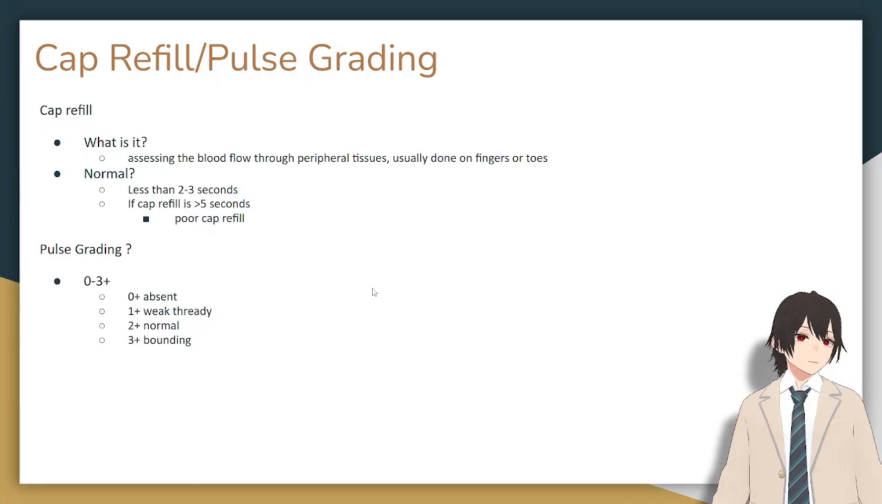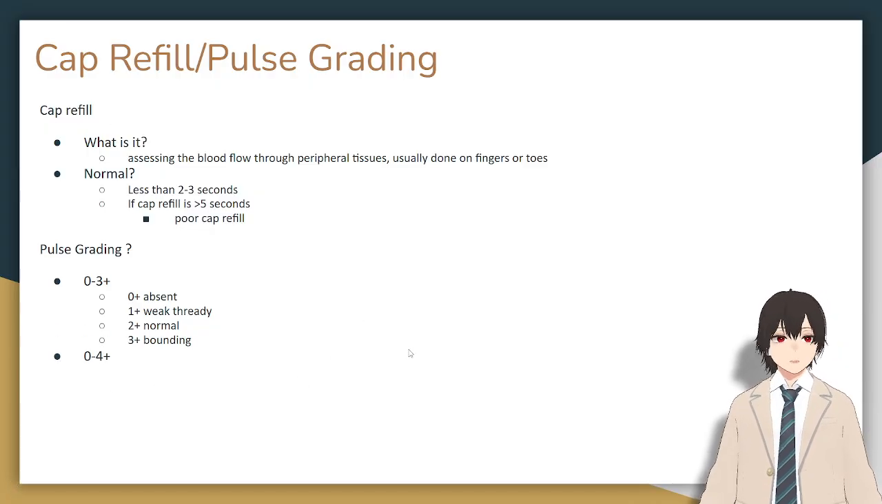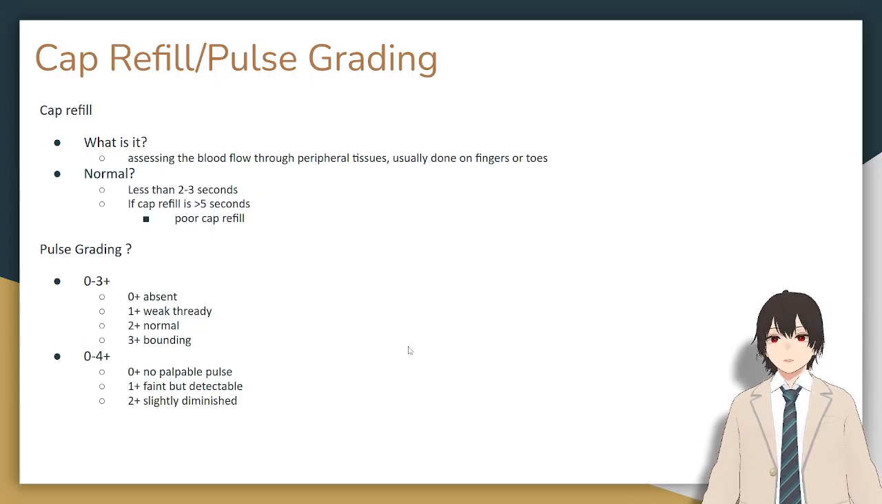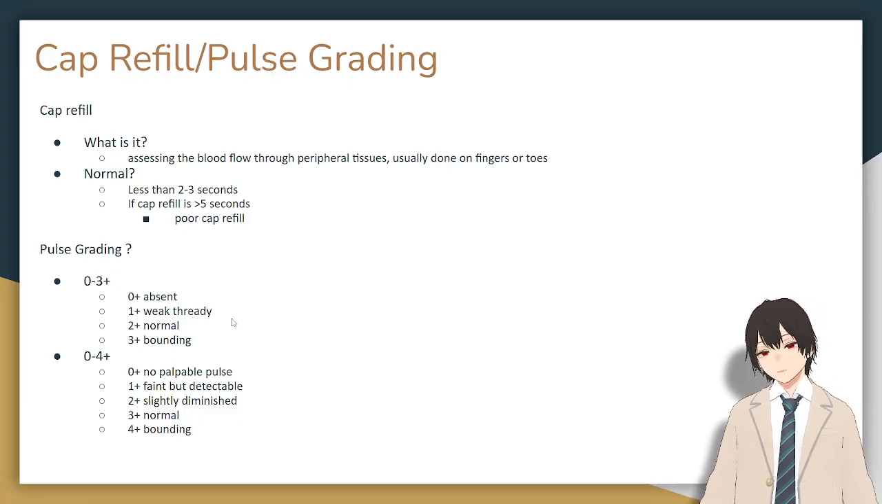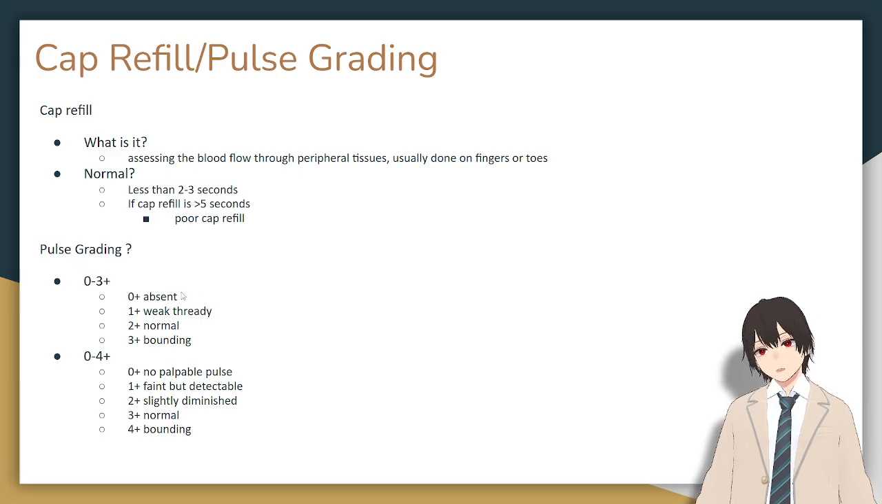Now, it can also be 0 to 4, and just know that on this scale, 3 is normal, whereas 2 was normal for 0 to 3. This may be a question you want to bring up to your nursing school professors when they're writing an exam. Clarify which scale they used. Mine mainly used 0 to 3, and I had to clarify with new professors that they weren't grading off this scale.